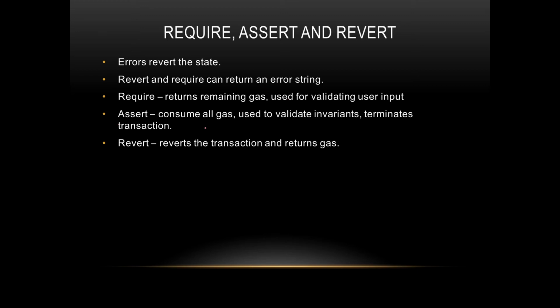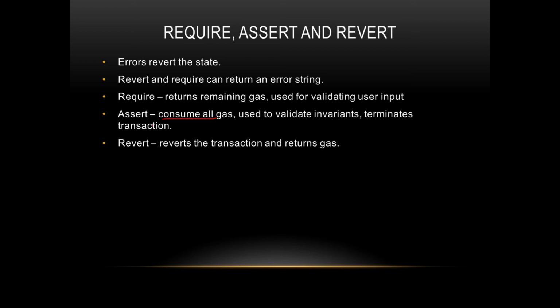Next, the assert. This assert basically consumes all the gas, and it is used to validate invariants. Invariants are basically errors which are unexpected by the user. They come automatically from the Solidity compiler or somewhere. These are not logical errors, you can say, but come from the machine side. So these are known as invariants. What assert does is that it consumes all the gas. Here require and revert return the gas, but assert takes all the gas, and it is used for validating invariants, and it terminates the transaction.